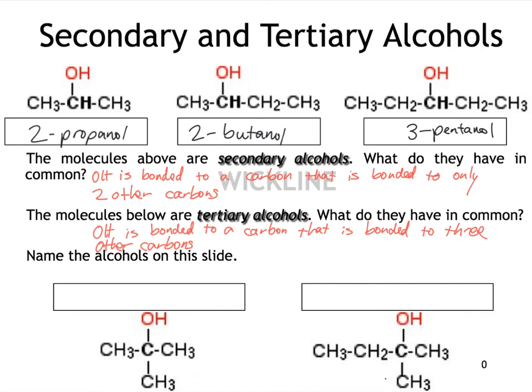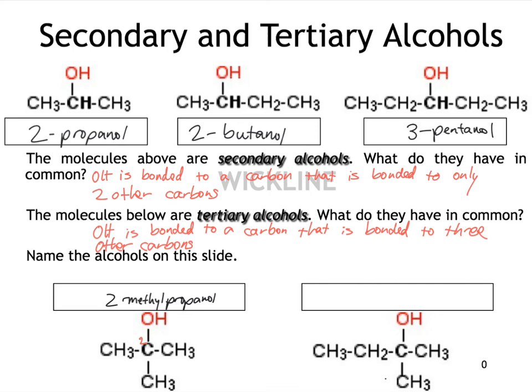And for the ones at the bottom, these are a little bit harder. We name the parent, and this is a methyl propane. And there's an alcohol, so it's going to be methylpropanol. And we should locate the location of the OH, so it's on carbon number 2, whether you count from the left or the right. So 2-methylpropanol.